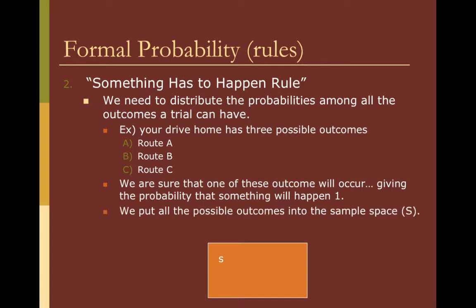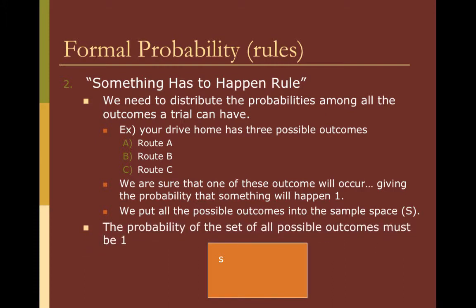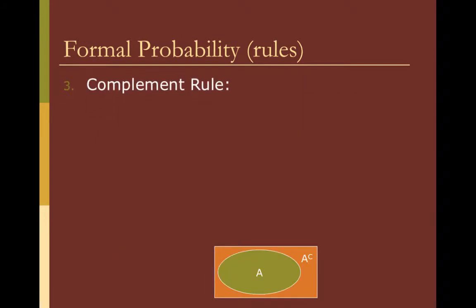You put all of the possible outcomes into the sample space. The sample space is denoted as S, and the probability of the set of all possible outcomes must be 1. So you know that all of the outcomes combined have to equal 1. If you combine all of the possible outcomes and you don't get 1, then something is not right. Again, here using probability notation, you have the probability of the sample space, something has to happen, is equal to 1. The third rule is the complement rule.